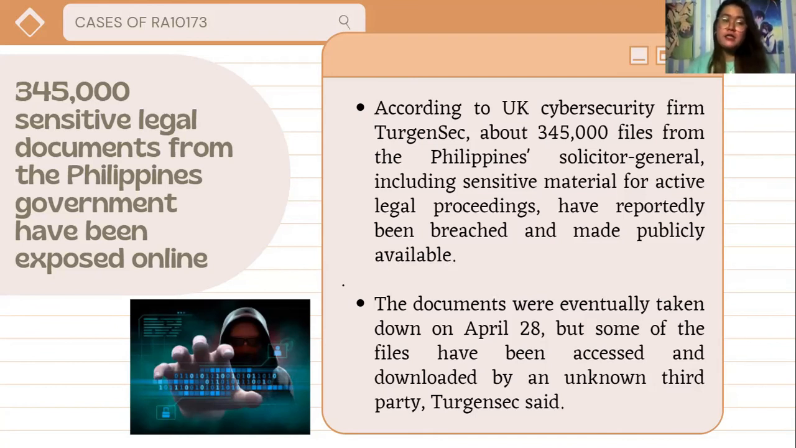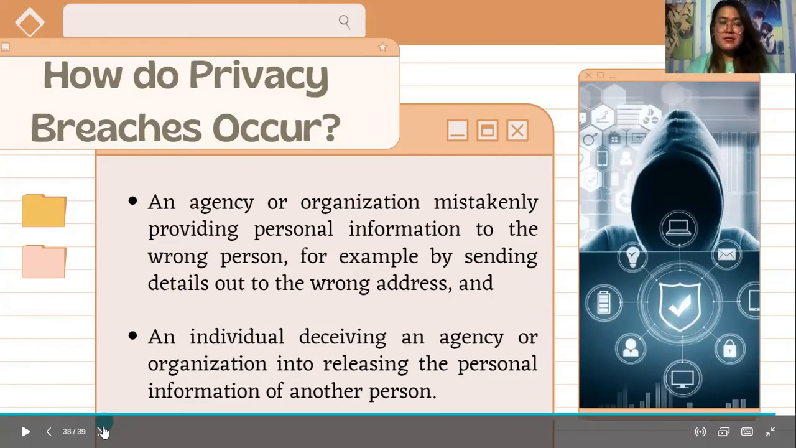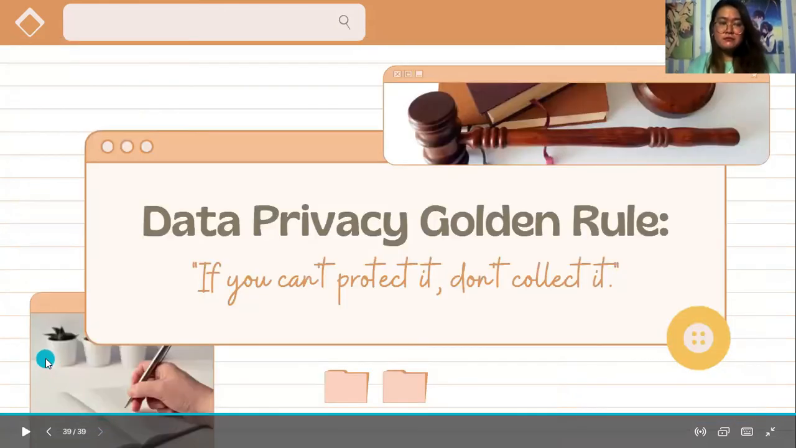On the other hand, the documents were eventually taken down last April 28, but some of the files that have been exposed are still cached on Google search engine and can be found on the open web. Additional information about this issue: the spokesperson expressed concern that the information in the records may be used to identify witnesses or intimidate victims in pending court cases. The Office of the Solicitor General is in charge of representing the government in any action before the Philippine Supreme Court or Court of Appeals. Slide, please.